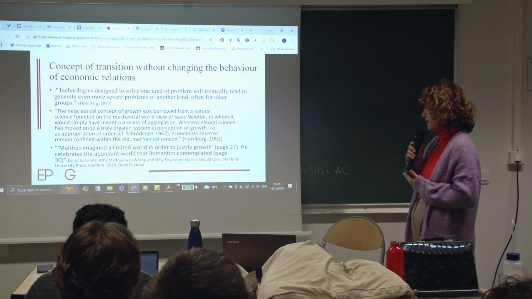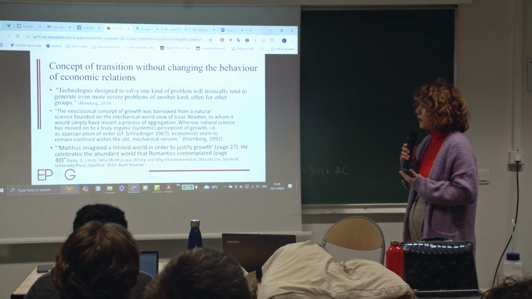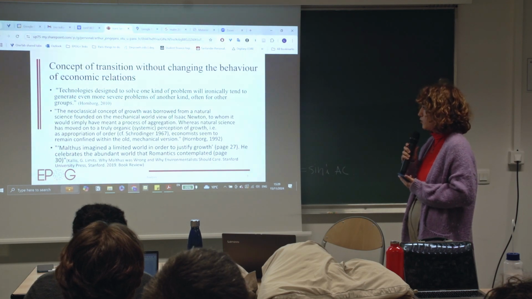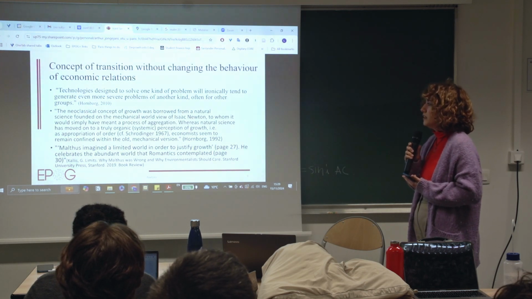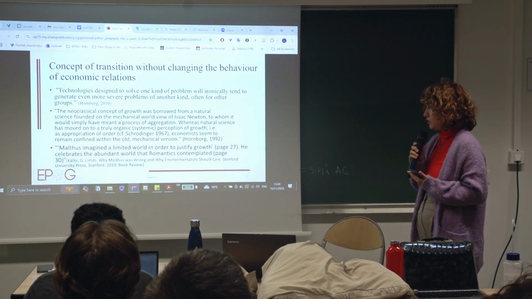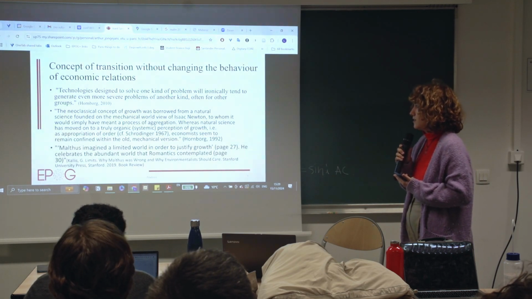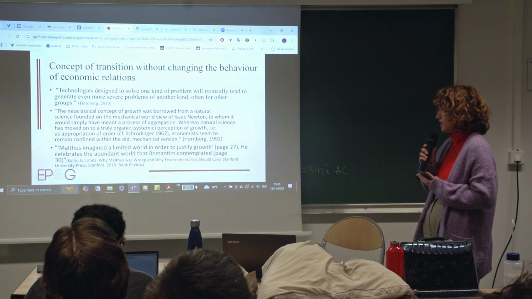And finally, the book review, Why Malthus Was Wrong and Why Environmentalists Should Care. It's mentioned in the quote: Malthus imagined a limited world in order to justify growth. He celebrates the abundant world that romantics contemplated.